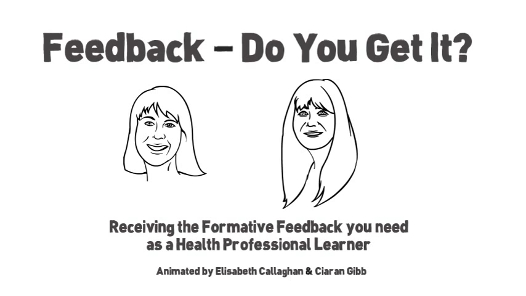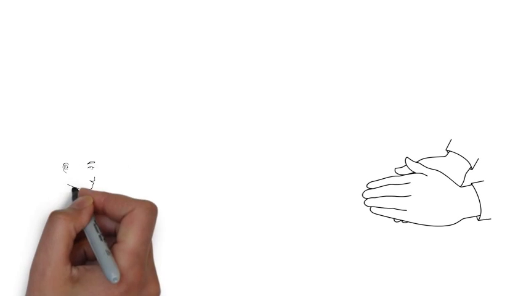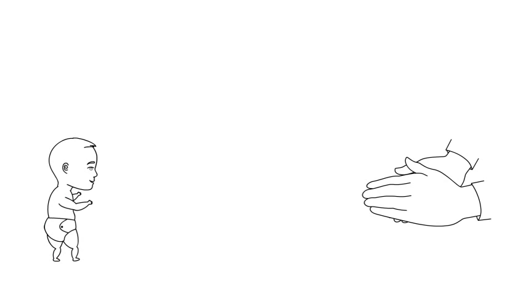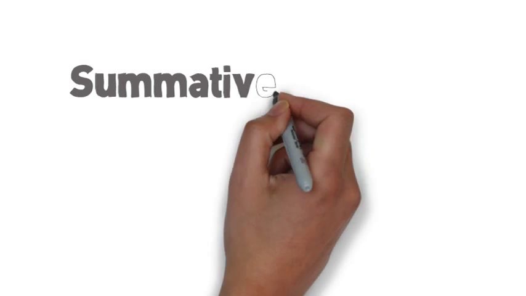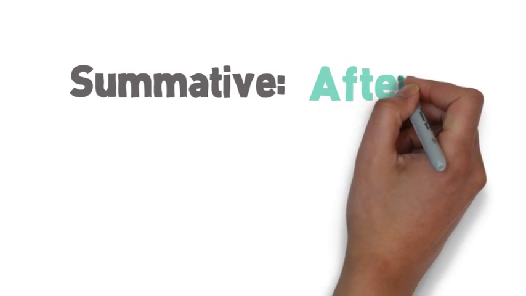First, let's define what we mean by feedback. From the time we're babies, we receive feedback to help us learn and grow. There are basically two types of feedback. The first, summative feedback, the purpose is to evaluate student learning. It's provided after the student has completed a test or final exam. Second, we have formative feedback.